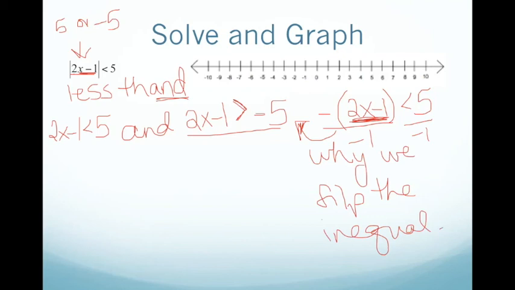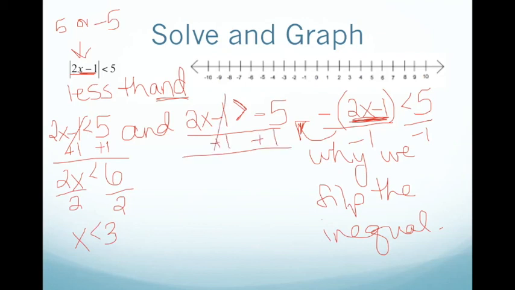Okay, so once we have our and statement, now we're going to solve. Let's start with the equation on the left. Plus 1 on both sides. We get that 2x is less than 6. Divide both sides by 2. X is less than 3. Our equation on the right, plus 1 on both sides. 2x is greater than negative 5 plus 1 is negative 4. Divide both sides by 2. X is greater than negative 2.